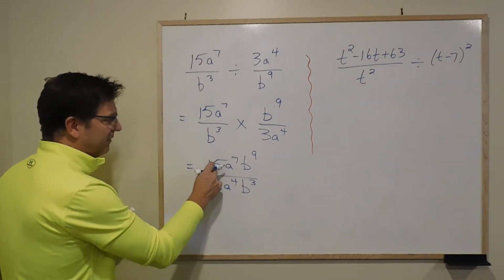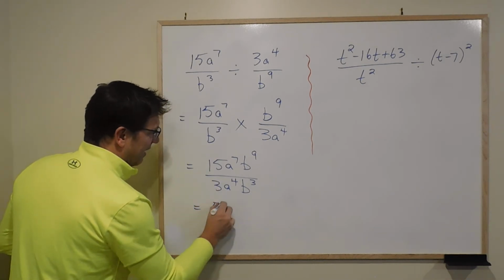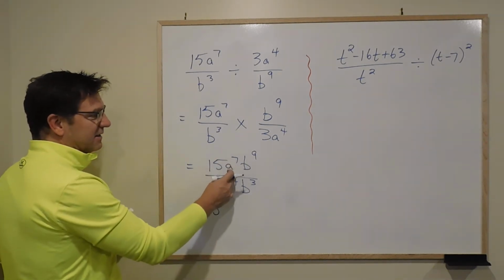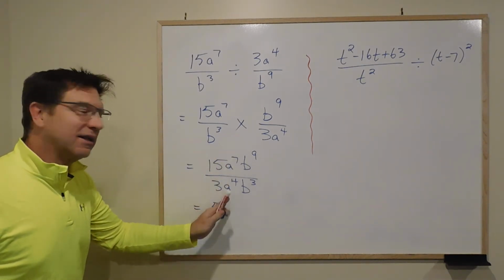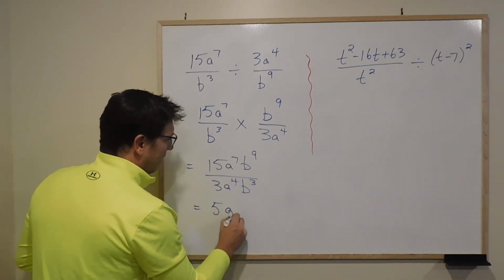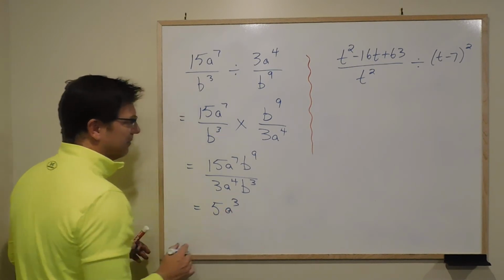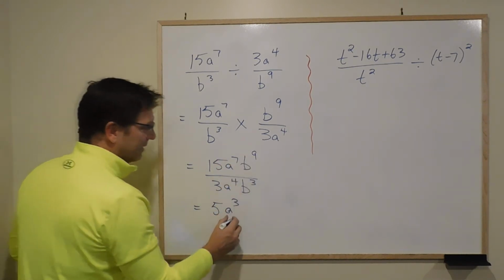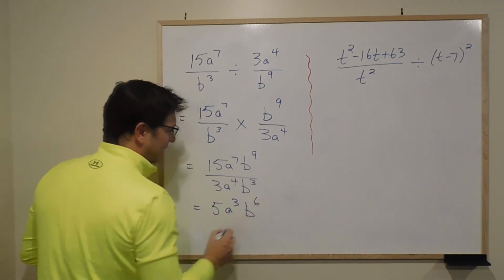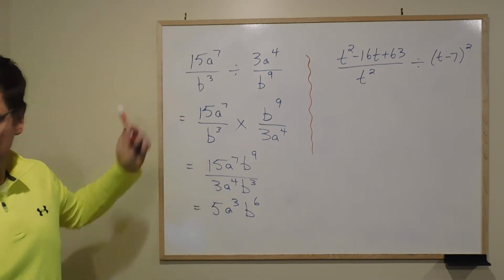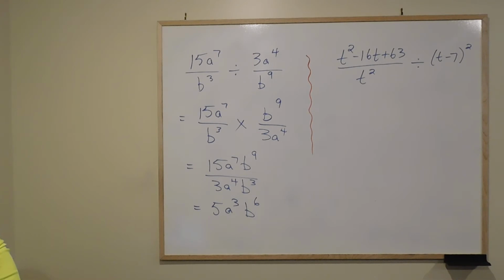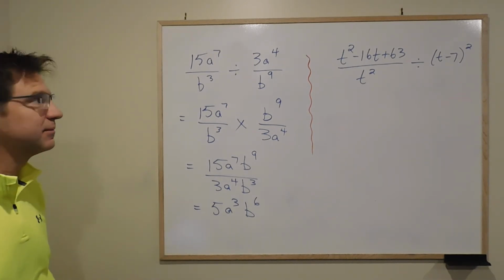I can say, well, 15 divided by 3 is 5. a to the 7th divided by a to the 4th. Remember, same base, subtract the exponents. Gives me a cubed, 5a cubed. Same base, subtract the exponents, b to the 6th. So I have 5a cubed b to the 6th as my answer for that one. Okay, so that's how that one works.